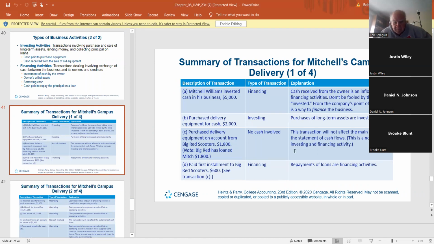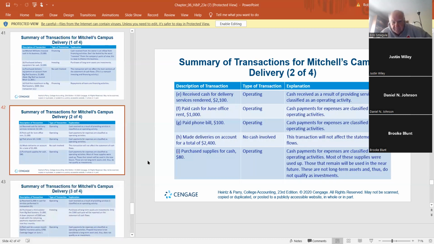And they're giving you some examples here. Mitchell Williams invested cash, financing, obviously. He purchased a big piece of equipment, investing. Purchased delivery equipment on account. Well, at that point, there's no cash at all. And he's paying back a loan. That would be financing. And they're giving you a few more here.